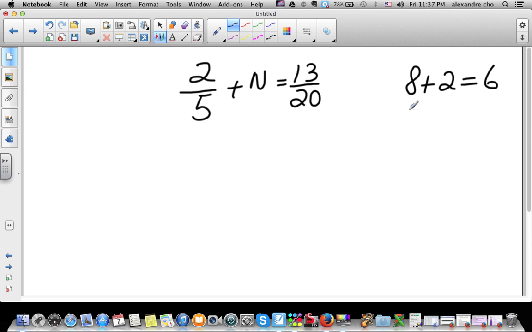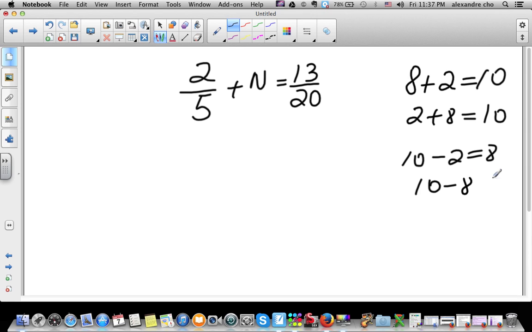Alright, so if you already did it and you're coming back, so fact families, 8 plus 2 equals 6. I can also write 2 plus 8 equals. Why did I write 8 plus 2 equals 6? Because obviously it is very late and I should be sleeping. But hang on. So 8 plus 2 is actually 10. There we go. And 2 plus 8 is 10. Now what else can I write? I can also write that 10 minus 2 is 8. And I can also write that 10 minus 8 equals 2. Those are the fact families that I can come up with from our original statement here.